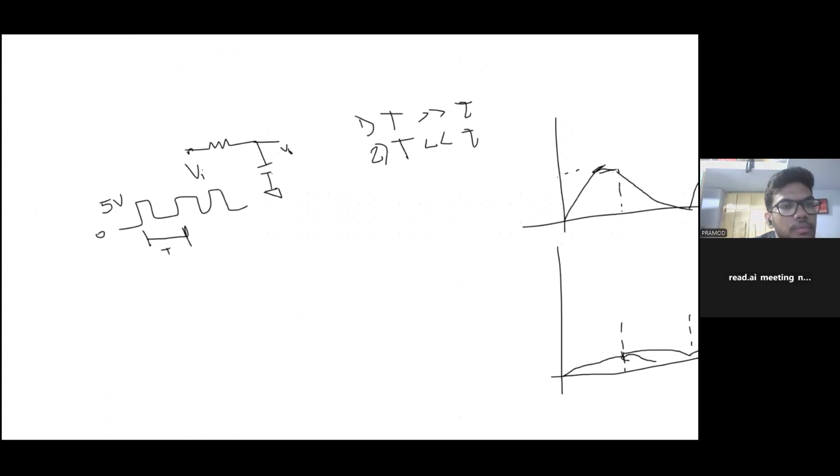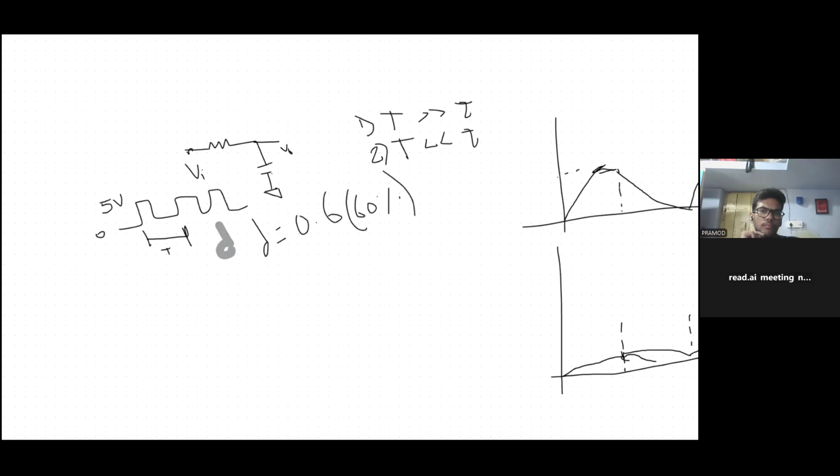Let's say my question is like I haven't given any information regarding D actually. So without information of D, we cannot justify anything, right? So I am giving now duty equal to 0.6, let's say 60%. Now can you draw the steady state graph for this circuit? Where the DC value will settle and how it will look.